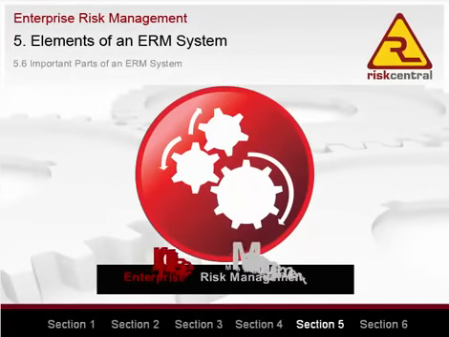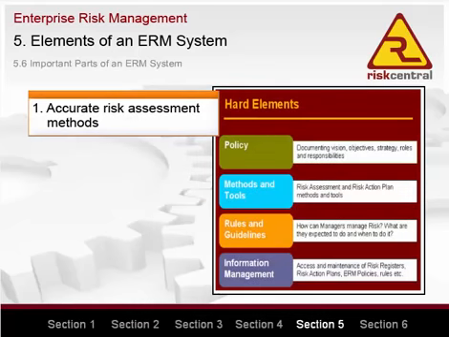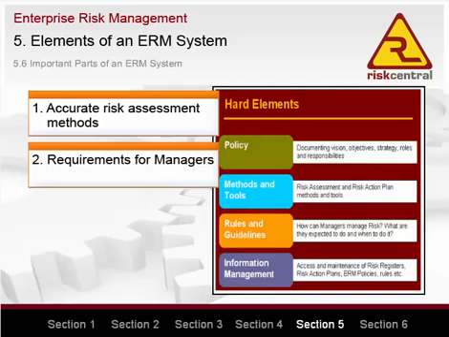Important parts of the ERM system. Some parts of an ERM system are more important than others. In most cases, the 4 most essential parts to an ERM system are: accurate and effective risk assessment methods. This is part of the methods and tools system elements. A simple set of requirements for managers. This is part of the rules and guidelines system elements.